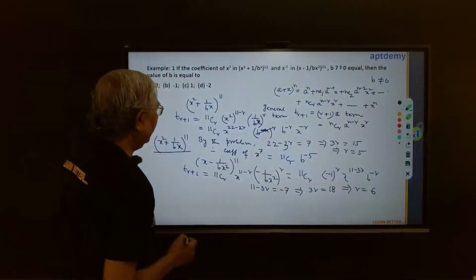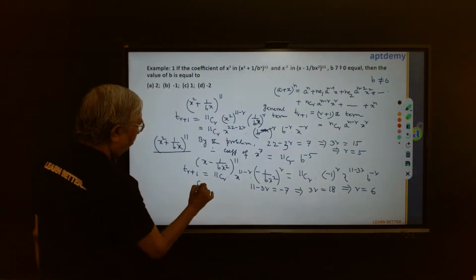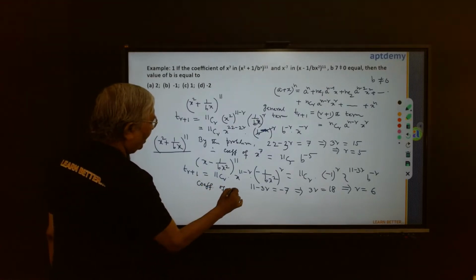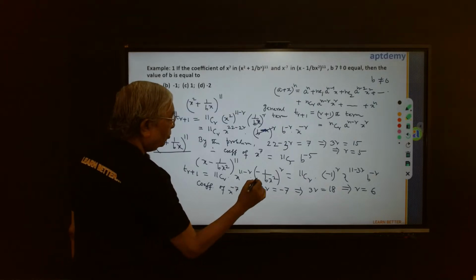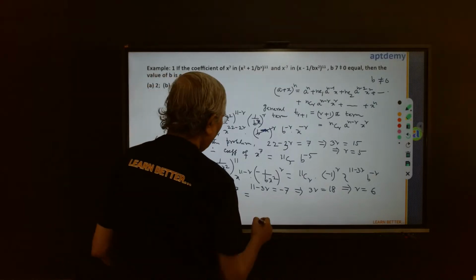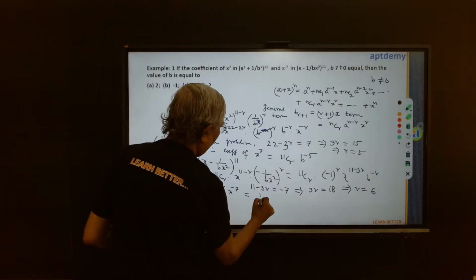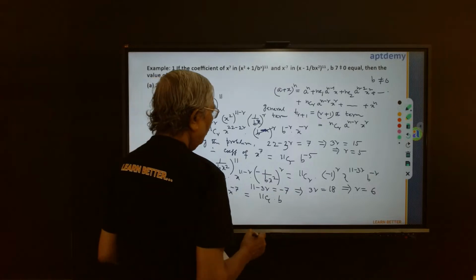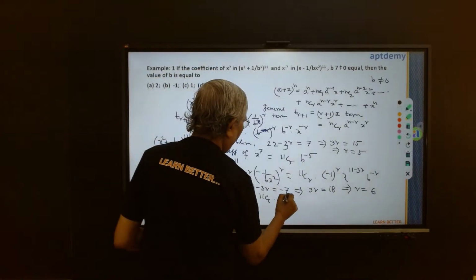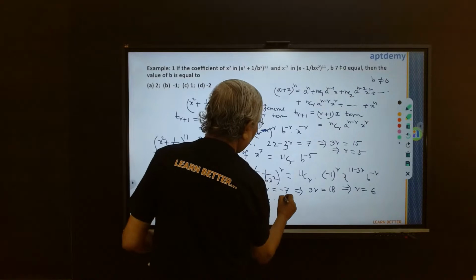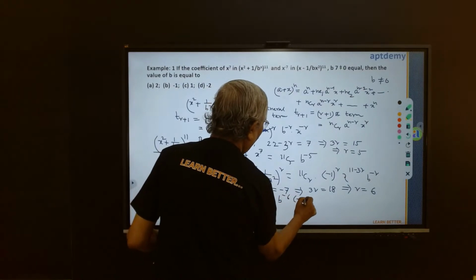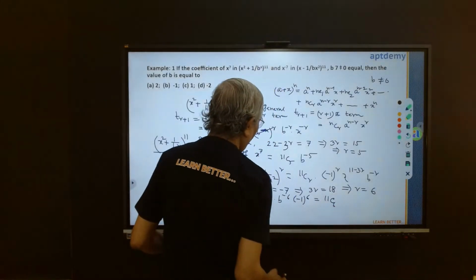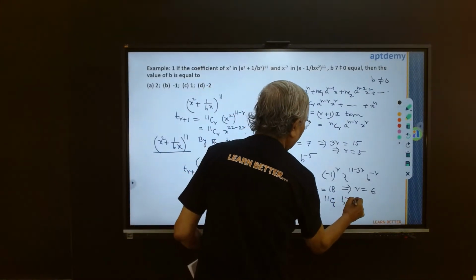So what is the coefficient? Coefficient of x to the power minus 7 is equal to 11C6 into minus 1 to the power 6 into b to the power minus 6. So this is our 11C6 into b to the power minus 6.